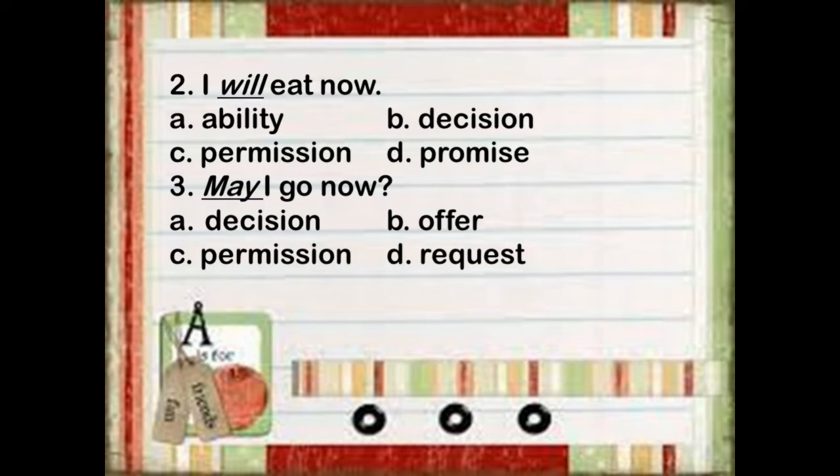Number 3. May I go now? A. Decision. B. Offer. C. Permission. D. Request. And what's your answer? It's C. Permission.